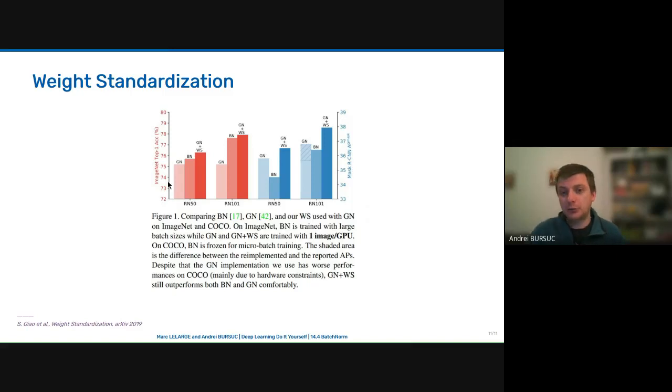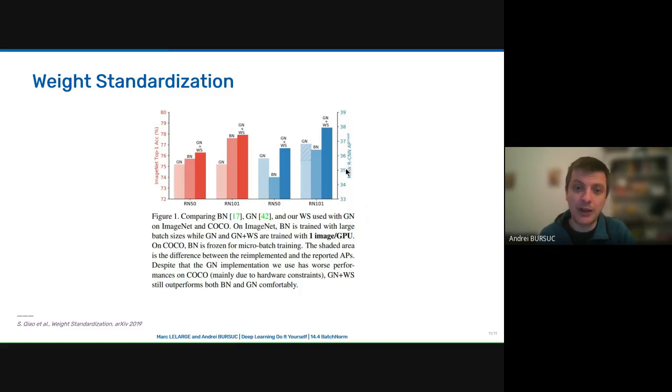Here we have a comparison on ImageNet accuracy. We have the performance of group norm, which is trained with mini batches of size 1, batch norm with large mini batches, and group norm plus weight standardization with mini batches of size 1, which outperforms batch norm that uses a bigger mini batch. We can see this generalizing on ResNet 50 and ResNet 101.